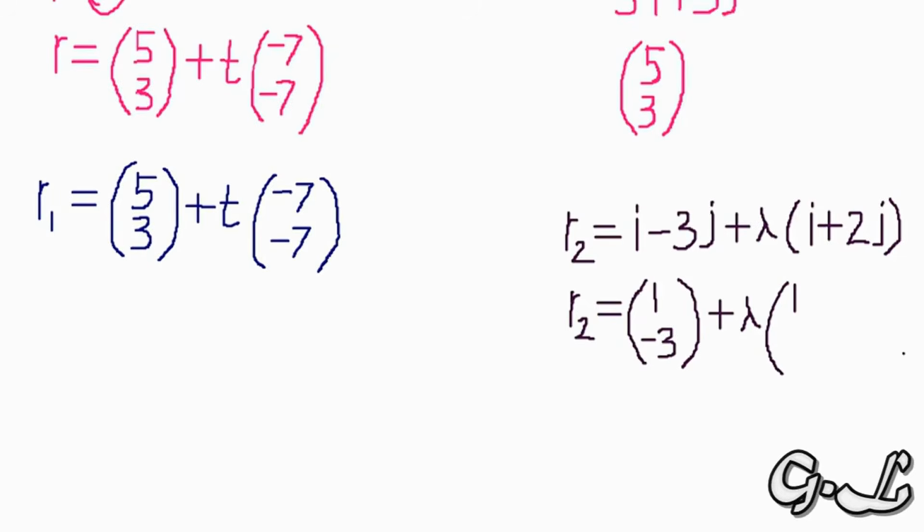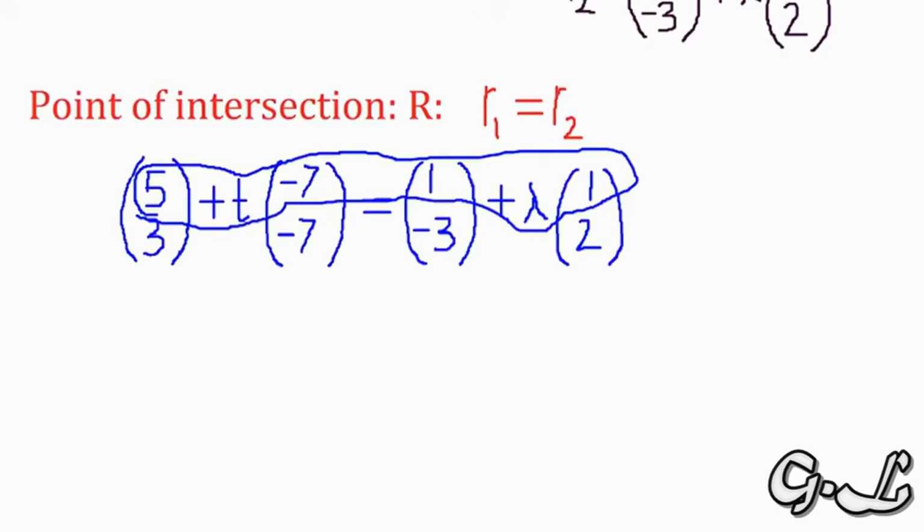And then what about R2? We already found what R2 equals, so it is 1 at the top and -3 at the bottom, plus lambda, and then 1 at the top and 2 at the bottom. When you reach this stage, what you're supposed to do is consider the terms which are at the top. That is one thing that you need to keep in mind. Out of this, we're going to make two equations, and we're going to solve those two equations simultaneously.